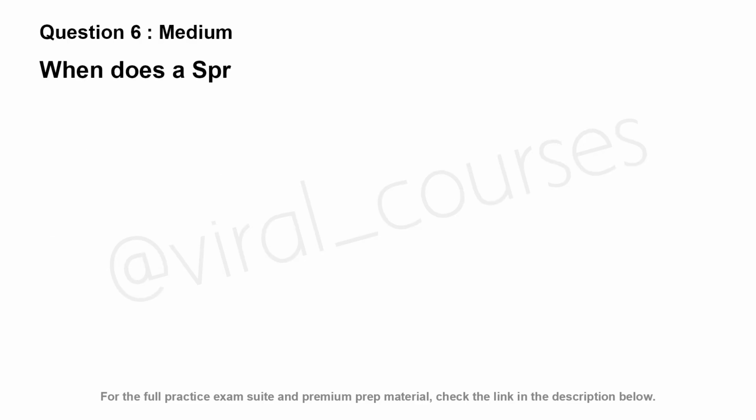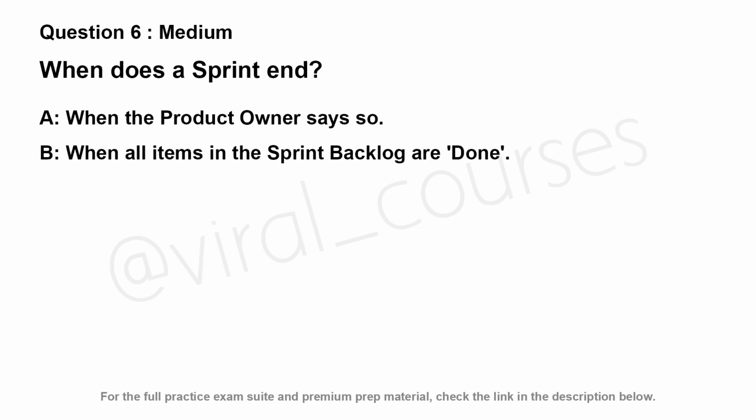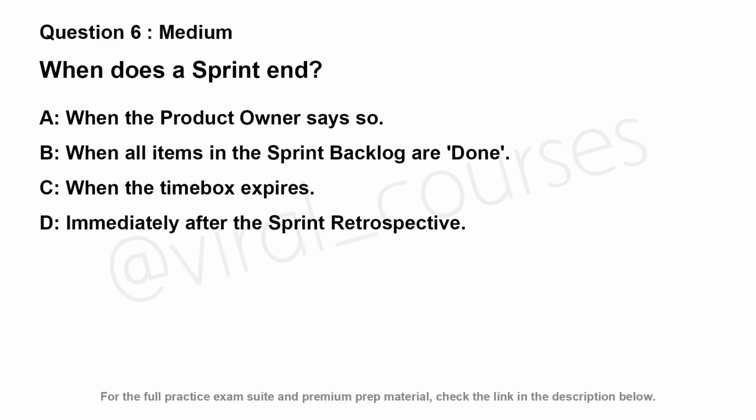When does a sprint end? Option A. When the product owner says so. Option B. When all items in the sprint backlog are done. Option C. When the time box expires. Option D. Immediately after the sprint retrospective.